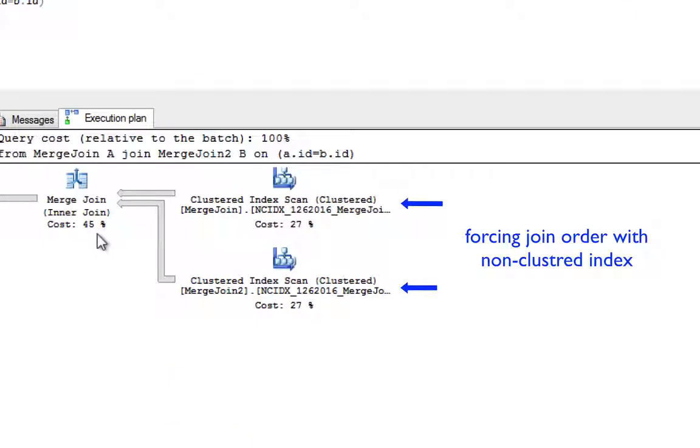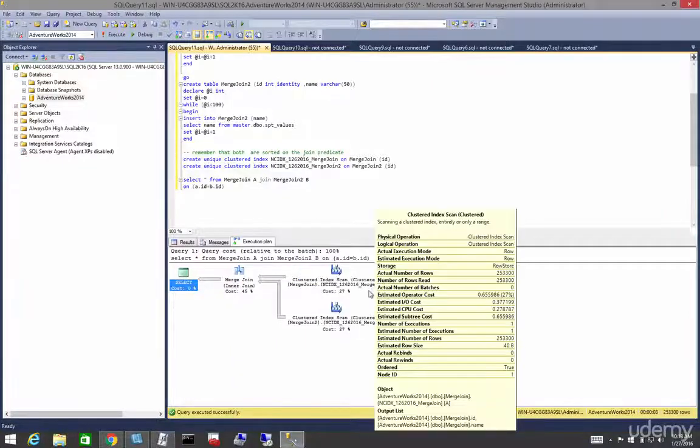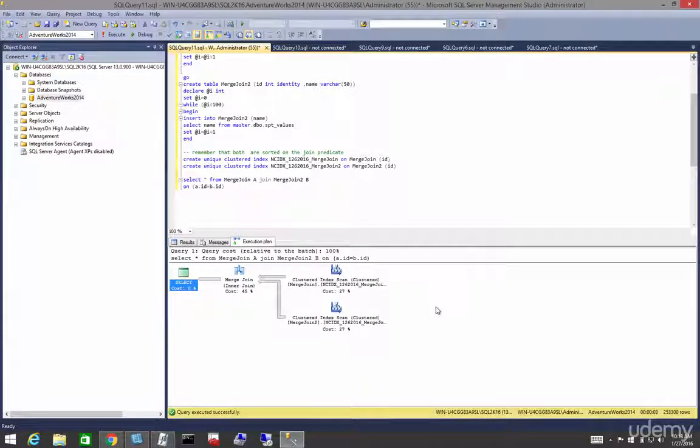Since both tables can potentially be scanned, the maximum cost of the merge join is the sum of both of those inputs. Now, the key here is obviously the sort order of the inputs. If they aren't sorted, the optimizer will probably not choose a merge join.